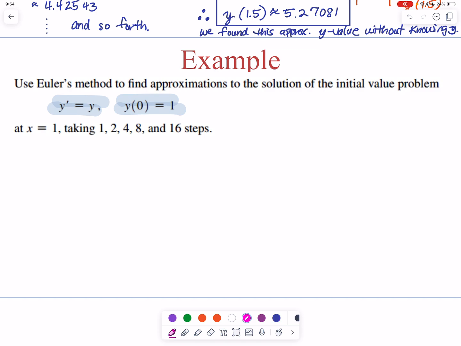I do want to point out that the solution of this DE is phi of x is equal to e to the x. Okay, so our solutions will be generating approximations to e, since x is equal to 1.